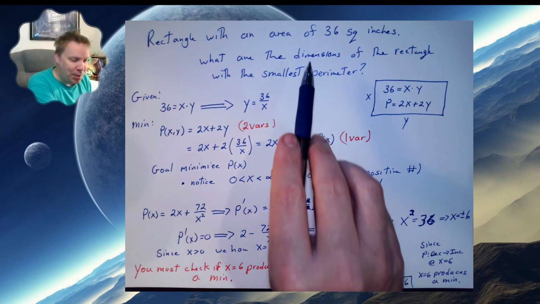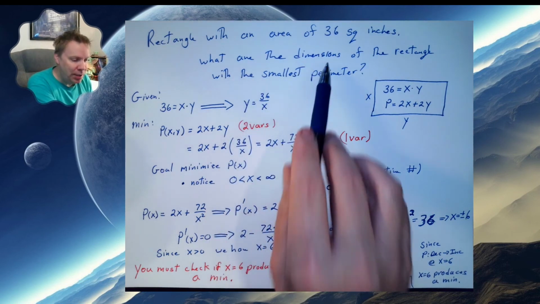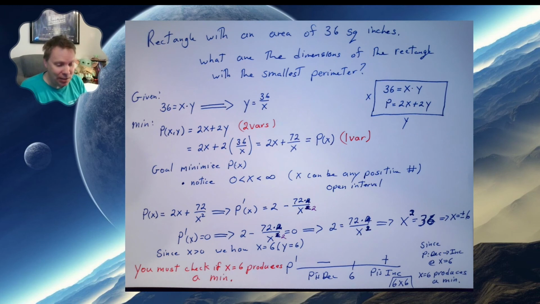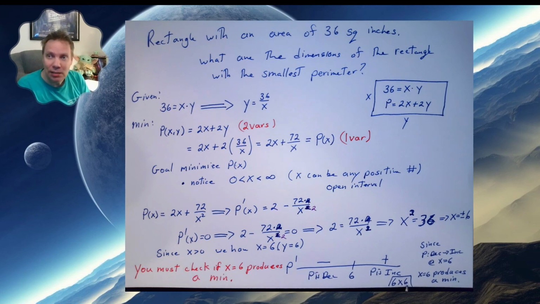Now let me go back up to the question really quickly. It says, what are the dimensions? So my final answer is a rectangle that is 6 by 6. That has an area of 36, but that is the smallest perimeter that we can obtain.